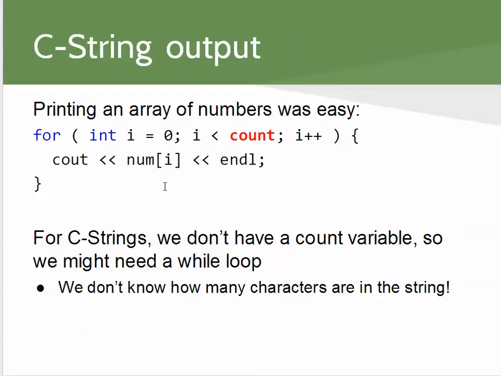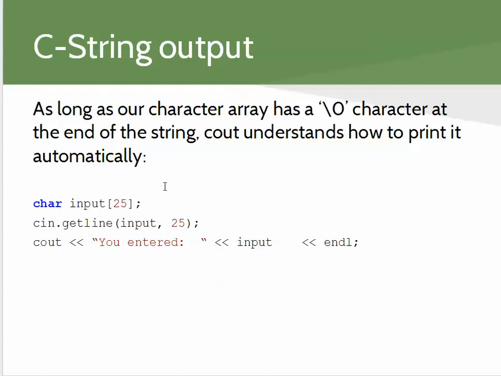Likewise, output is a bit easier with C strings. If we were going to print out a list of numbers that were stored in an array, we would typically use a for loop. For C strings, we don't have a count variable, so we would need to perhaps have a while loop. We need to walk through each individual character and say, while I haven't found the null character, print out this character and go to the next element. We could certainly do that, and we'll do a variant of that in a second. But printing is so common and so straightforward that cout can actually just handle it itself.